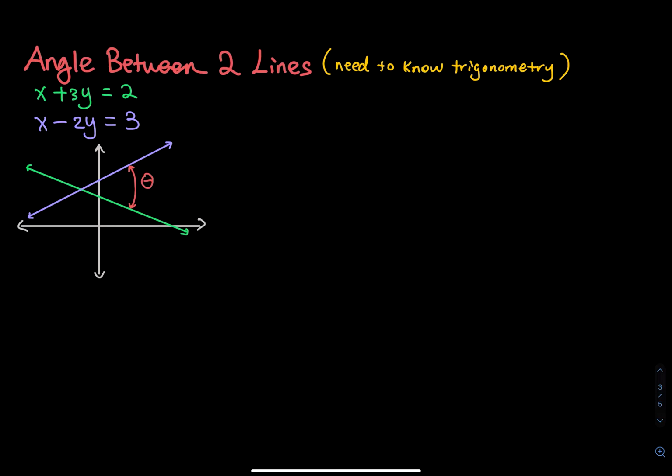Angle between two lines. In this problem, I have two lines, one purple, one green. I want to find the angle between these two lines. The first line is x + 3y = 2. The second line is x - 2y = 3.